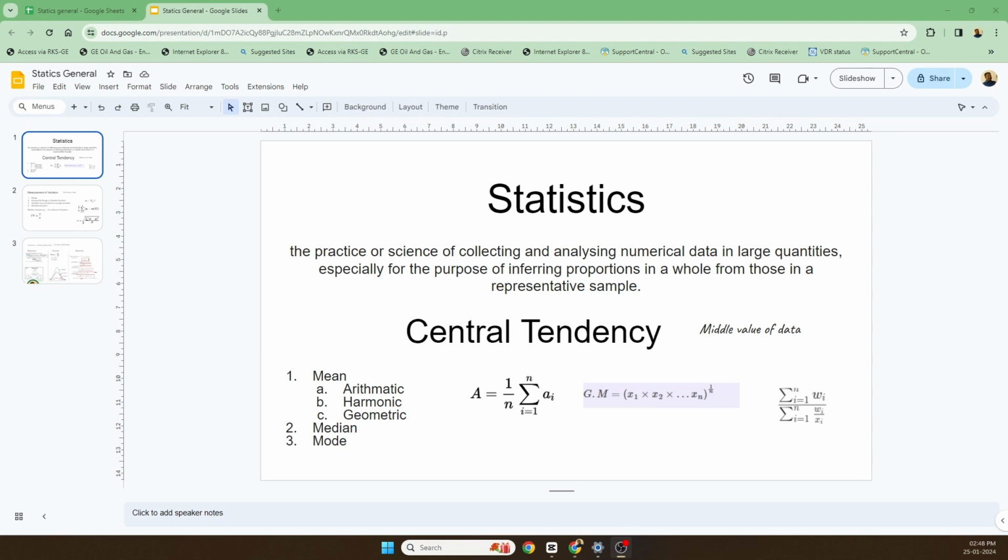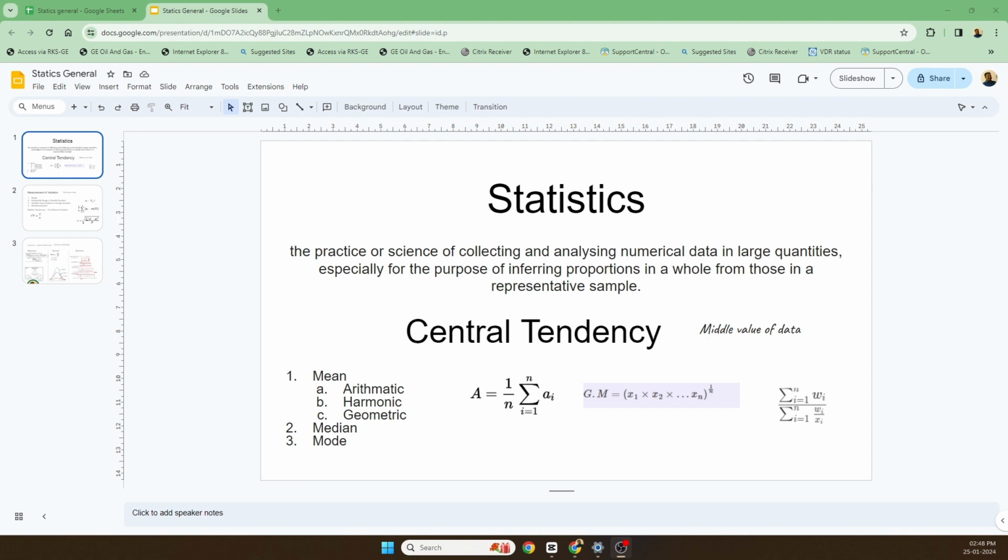Let us start with some basics of statistics. Statistics is a science of collecting huge amounts of data and trying to use them to infer and predict some information out of it. So when you start with statistics, let's go simple first.